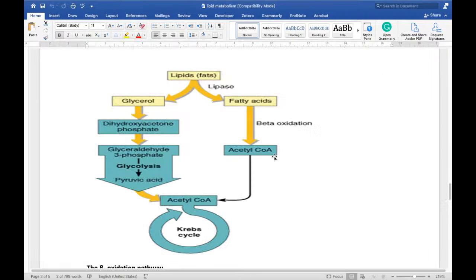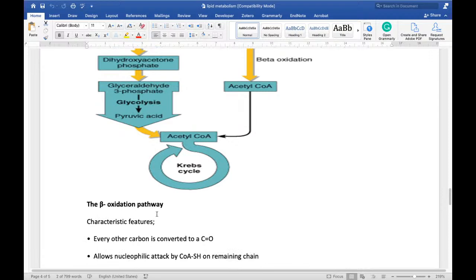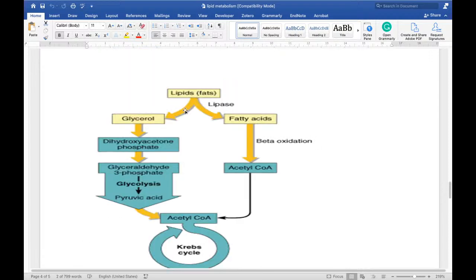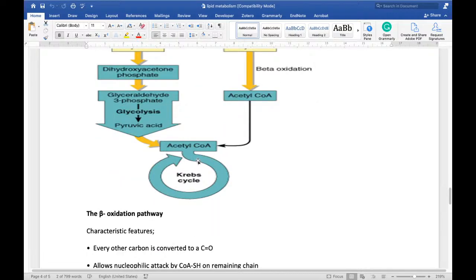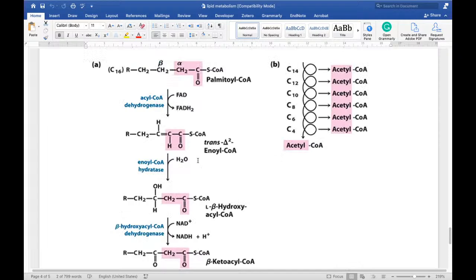So what is happening here? Your lipids or fats produce glycerol and fatty acids. Beta oxidation will happen, producing acetyl coenzyme A, which can be used in the Krebs cycle. On the other side, glycerol will produce dihydroxyacetone phosphate, which will produce glyceraldehyde 3 phosphate, which can be used in glycolysis to produce pyruvic acid and hence acetyl coenzyme A. That's a summary of lipids and the beta oxidation pathway.